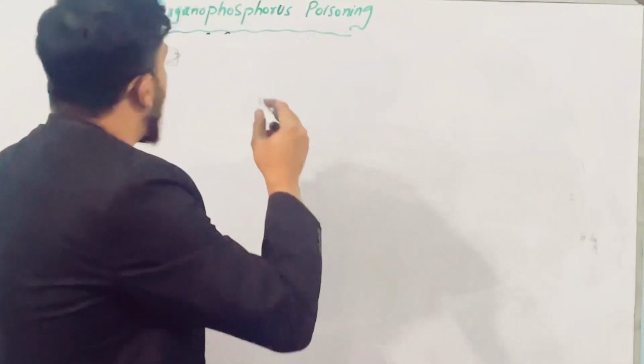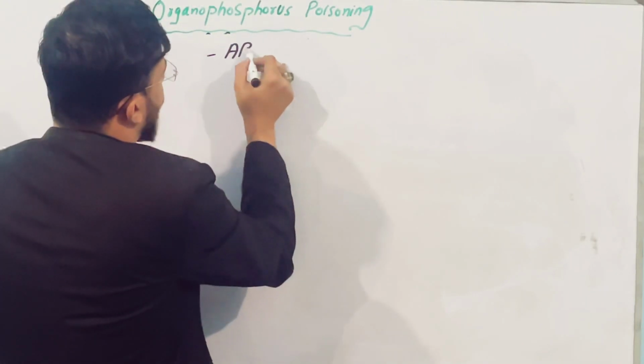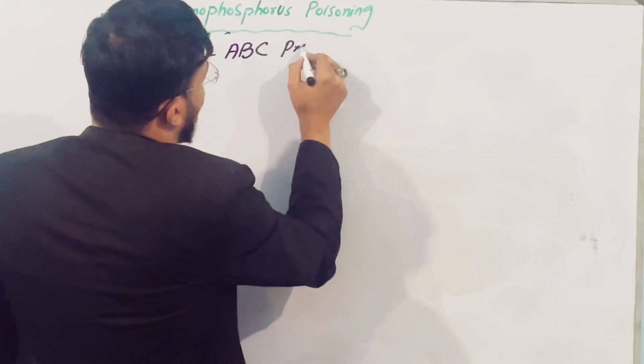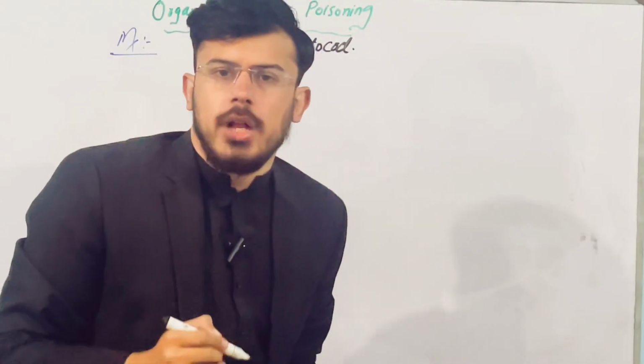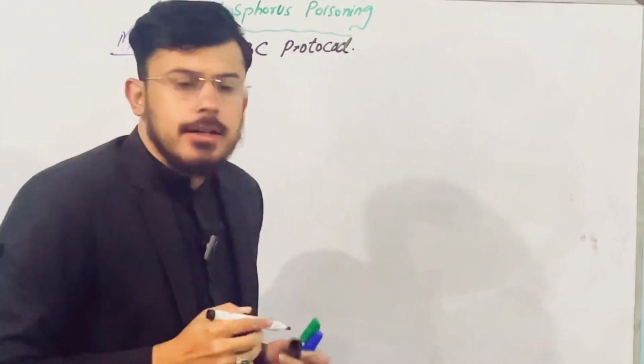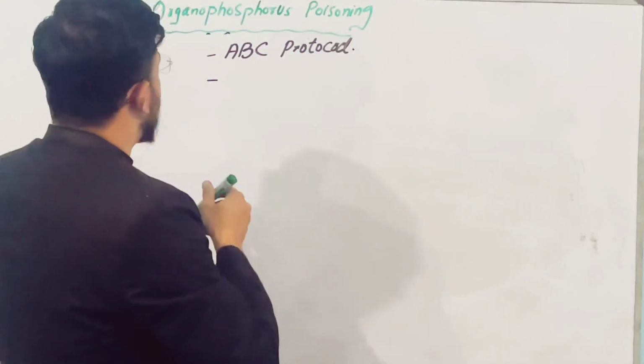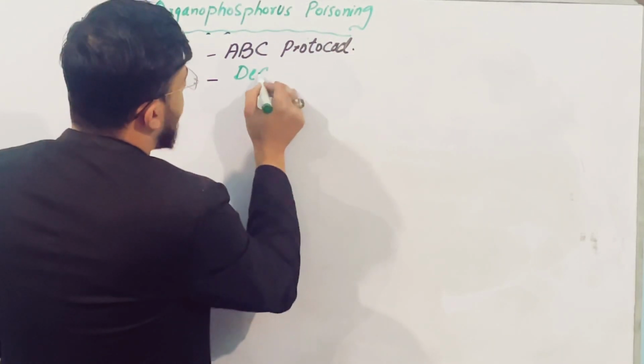The first approach is the ABC protocol. First, you have to maintain the airway, breathing, and circulation of the patient. The second step is decontamination.